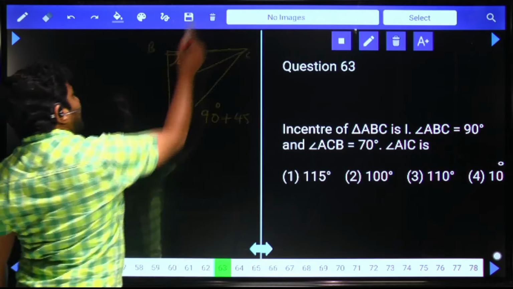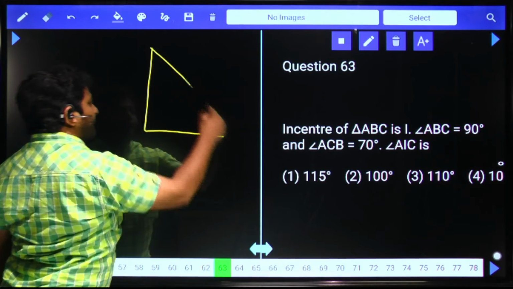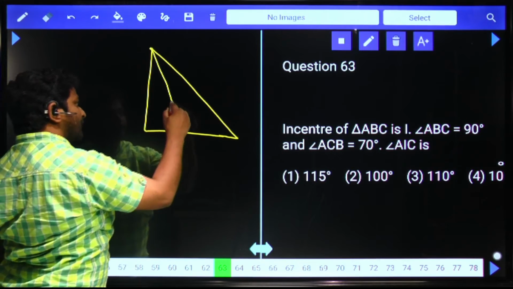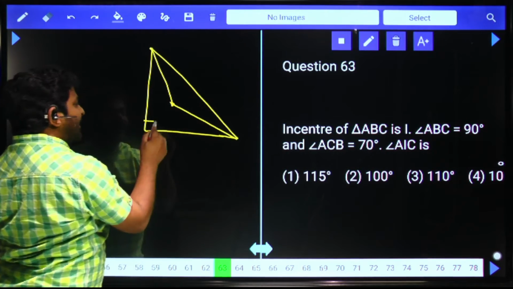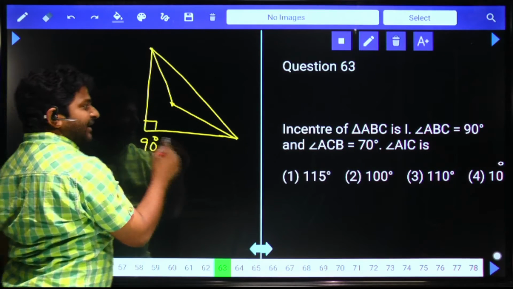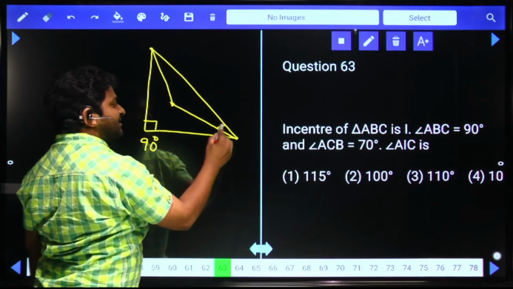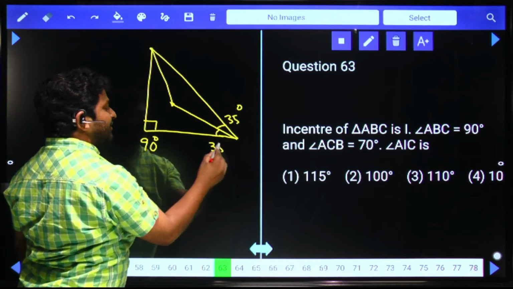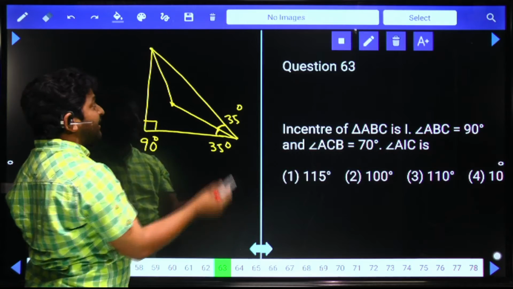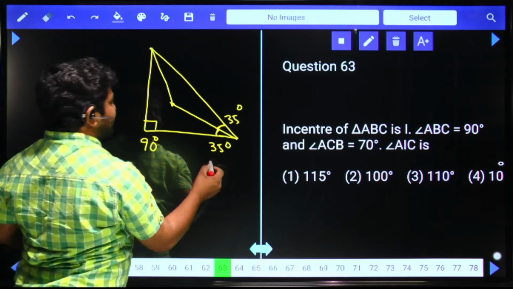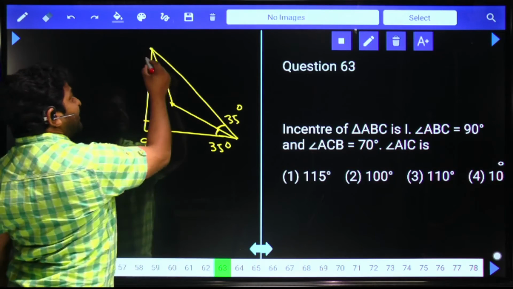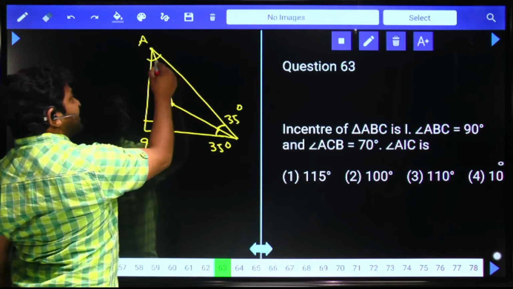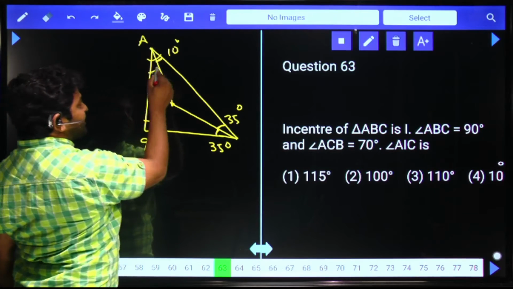Otherwise, there is another way. This is the incenter. Angle at B is equal to 90 degrees. Angle at C is 70 degrees. Then this angle is equal to 35 degrees, and this angle is also 35 degrees. Then the total angle is 90 and 70, which is 160. Then angle at A is equal to 20 degrees. Then this angle is 10 degrees, and the other angle is also 10 degrees.